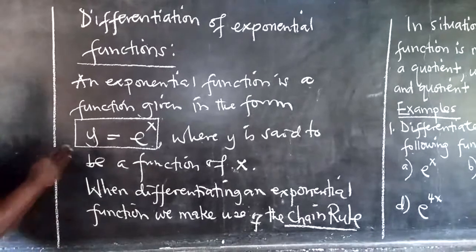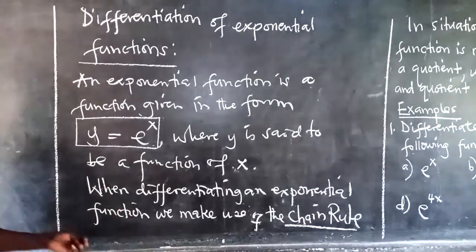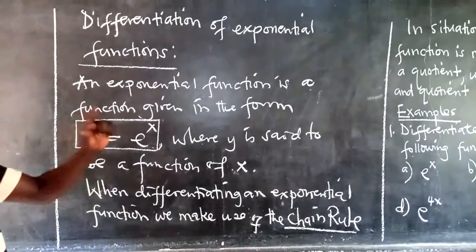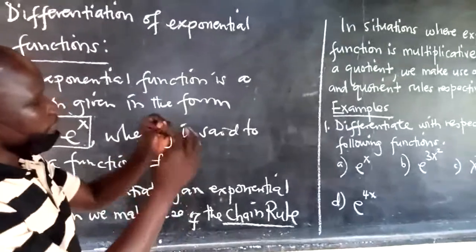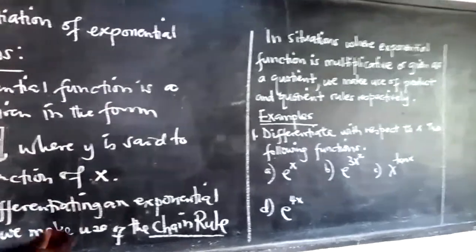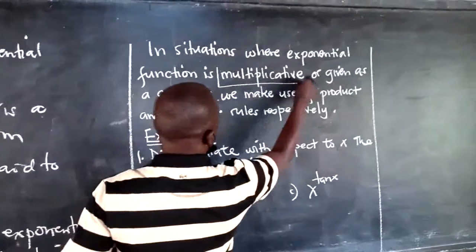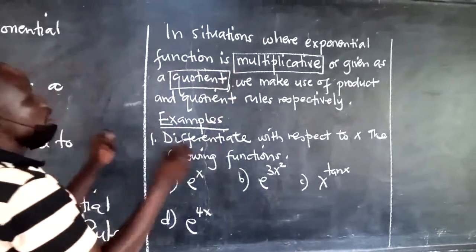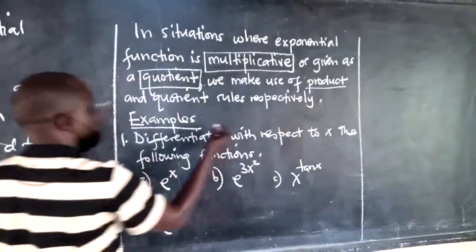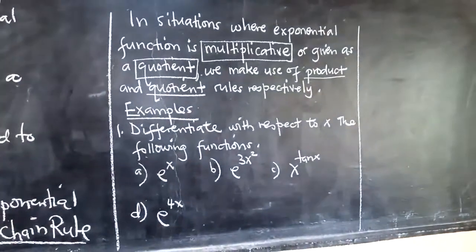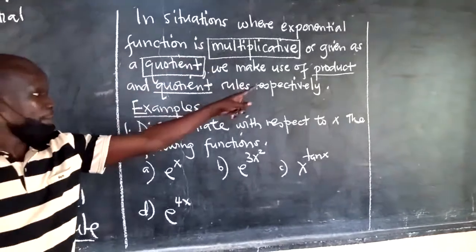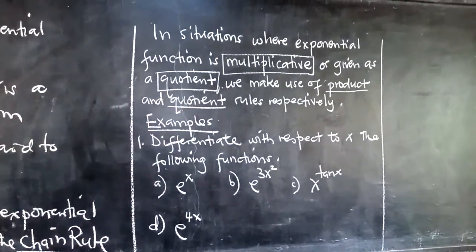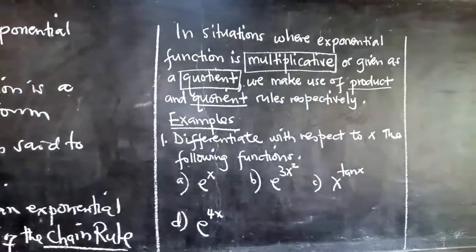In differentiating these exponential functions, we make use of the chain rule, which we covered some time back in our previous lessons. In situations where the exponential function is multiplicative or given as a quotient, we make use of the product rule. I hope you remember the product rule and quotient rule respectively. When it is multiplicative, we use the product rule, and when it is in quotient form, we make use of the quotient rule. That is how we are going to learn about this topic.